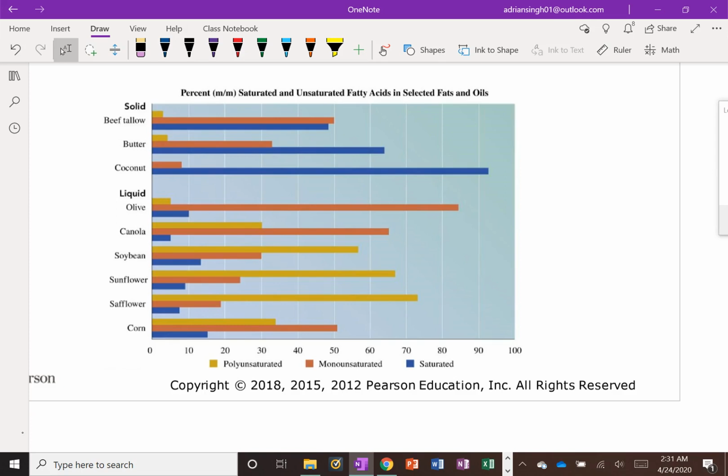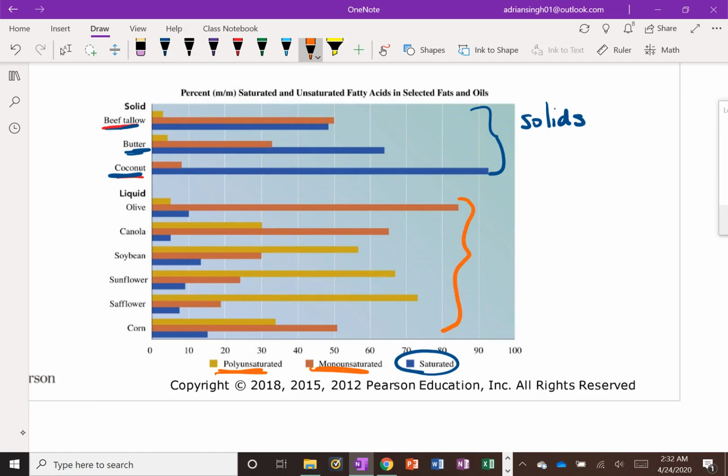If you take a look at, let's say, beef tallow or butter or coconut oil, you'll see there's a huge percentage of the blue, and the blue here is the saturated fatty acids, right? So these all tend to be solids. Whereas the liquids all contain large amounts of the monounsaturated and polyunsaturated fatty acids. That's like your olive oil, canola, soybean, sunflower, and corn oil.